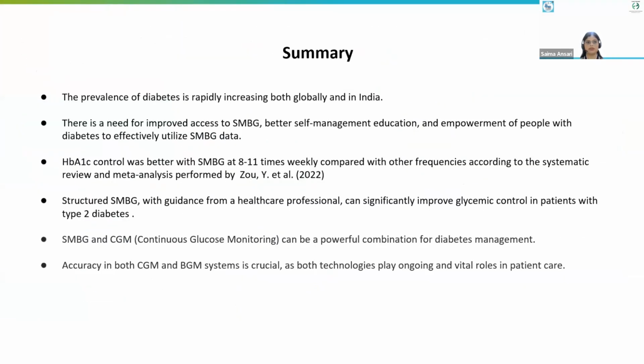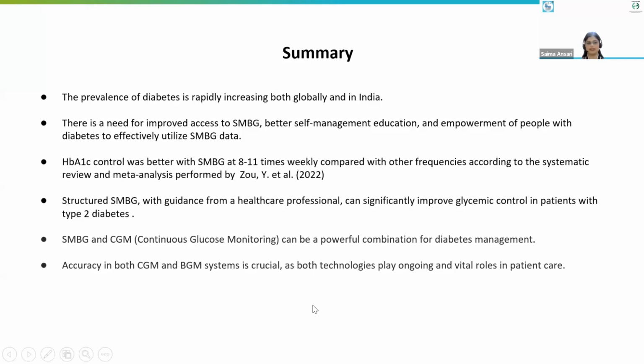So the summary here is that the prevalence of diabetes is rapidly increasing both globally and in India. There is a need to improve access to SMBG, better self-management education and empowerment of people with diabetes to effectively utilize SMBG data. HbA1c control was better with SMBG done frequently compared with lesser frequencies, according to the systematic review. And structured SMBG with guidance from a healthcare professional can significantly improve glycemic control in patients with type 2 diabetes. SMBG and CGM can be a powerful combination for diabetes management.